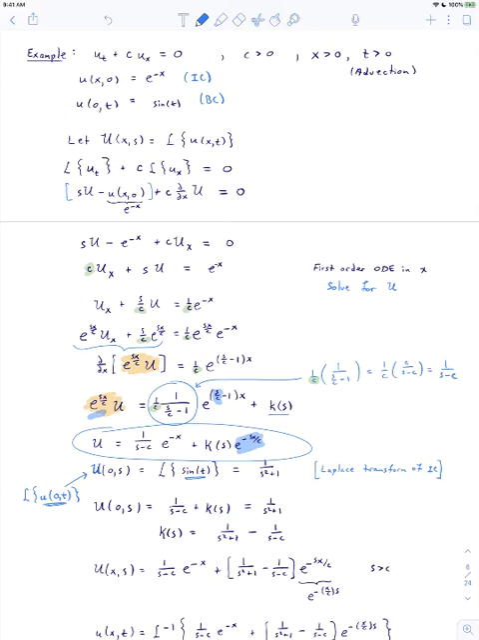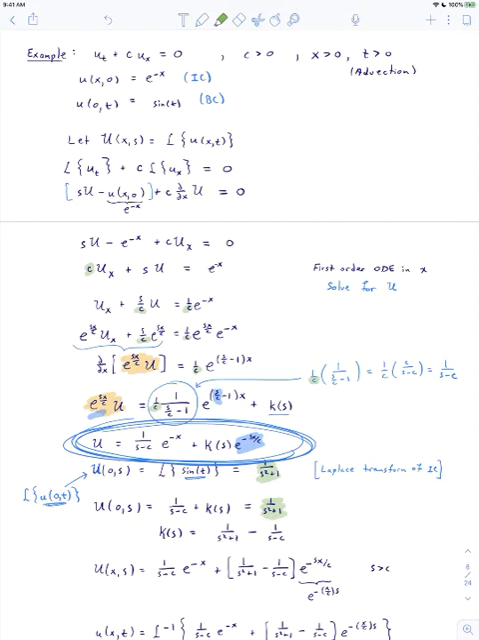But we can actually get that from this formula as well. So if we just plug in x equals 0 into this formula, then this term becomes e to the 0, which is 1. And this term becomes e to the 0, which is 1. So if you plug in x equals 0 into capital U, you just get rid of the exponentials. So you have 1 over s minus c plus k at s. But this we know is equal to 1 over s squared plus 1. So that is that.